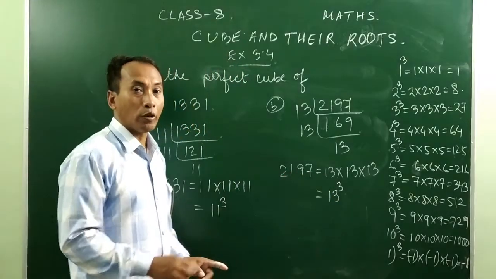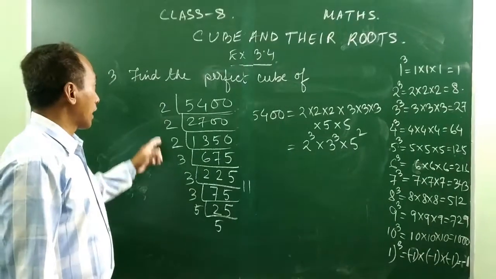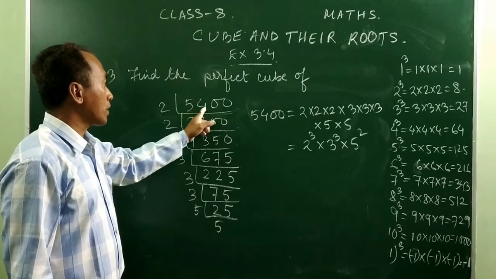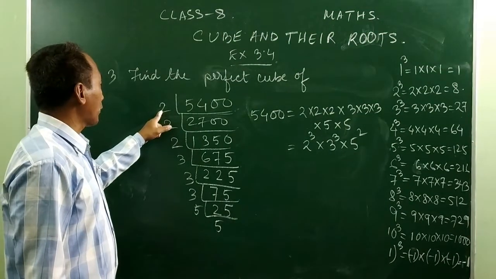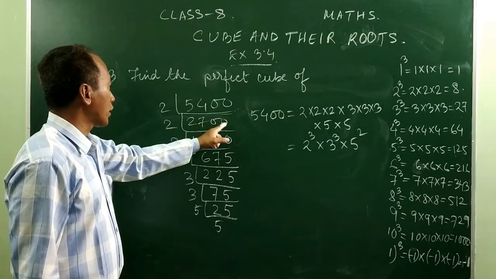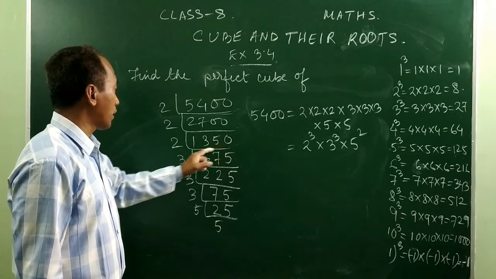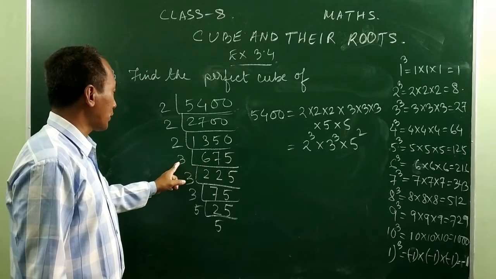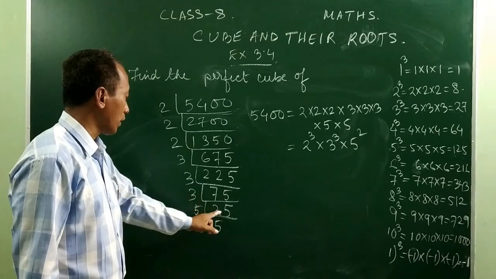Now I will show you which one is not a perfect cube. One example I have taken is 5400. Whether 5400 is a perfect cube or not, let us see. Now we take the factors: 2700, then the next factor is 1350, the next is 675. Then I take the factors 225, then 75, then 25.